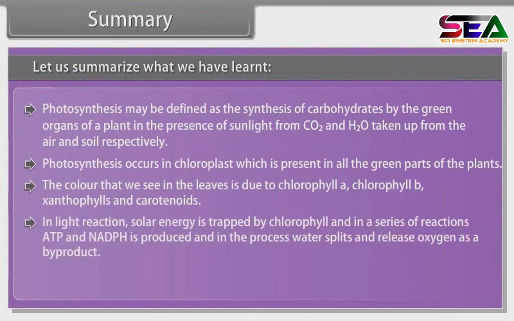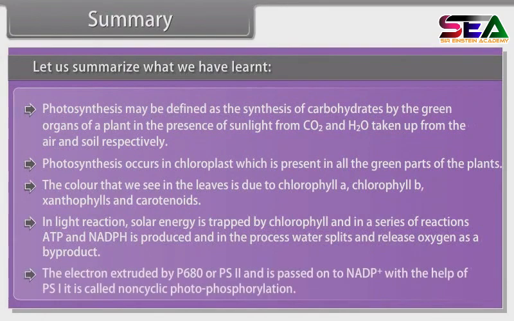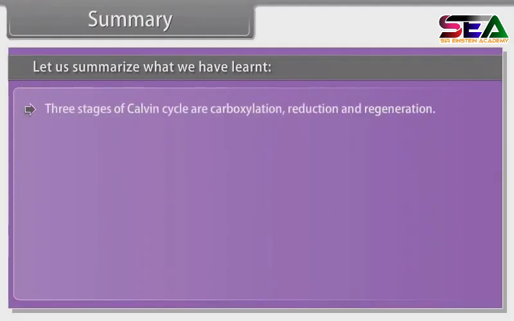In the light reaction, solar energy is trapped by chlorophyll and in a series of reactions, ATP and NADPH are produced and in the process, water splits and releases oxygen as a byproduct. The electron extruded by P680 or PS2 is passed on to NADP+ with the help of PS1. This is called non-cyclic photophosphorylation. The three stages of the Calvin cycle are carboxylation, reduction, and regeneration.